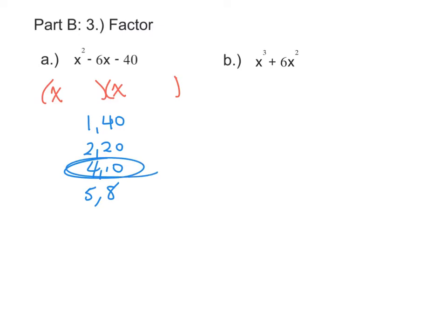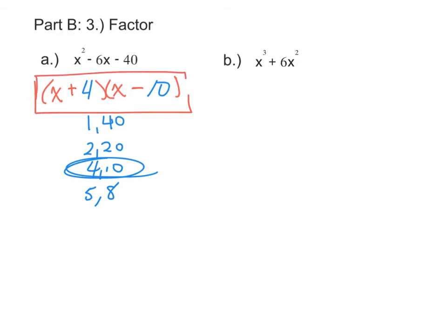So that means the next parts will be 4 and 10. And we check to see how we're going to make the negative 6 in the middle. If we add negative 10 plus 4, that makes the negative 6 that we want. So x plus 4, x minus 10 are the two factors.